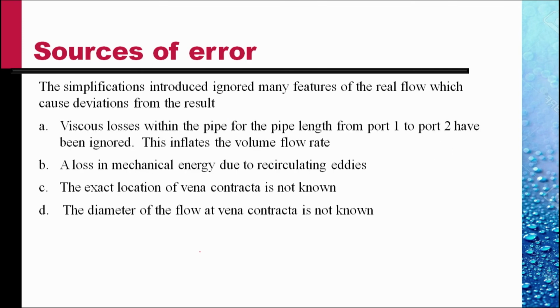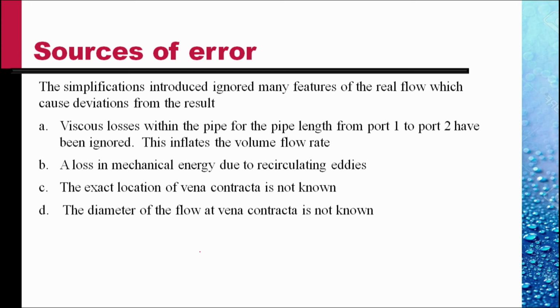The simplification introduced ignored many features of the real flow which caused deviation from the result. The viscous losses within the pipe that we neglected for the pipe length between port 1 and port 2, and ignoring these viscous losses inflates the volume flow rate. There is also a loss in mechanical energy due to recirculating eddies. The exact location of the vena contracta is not known. The diameter of the flow at the vena contracta is also not known. There are too many factors about which we are ignorant.